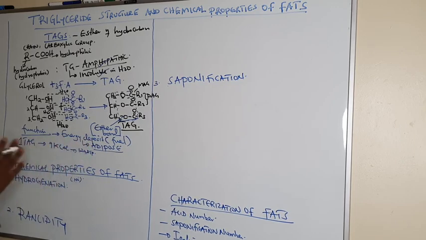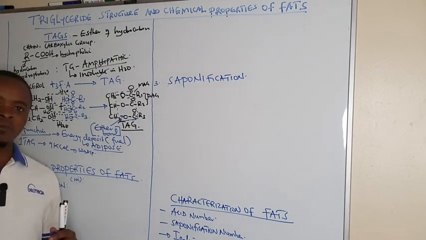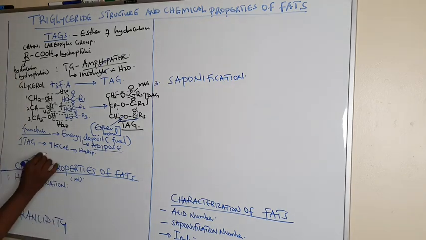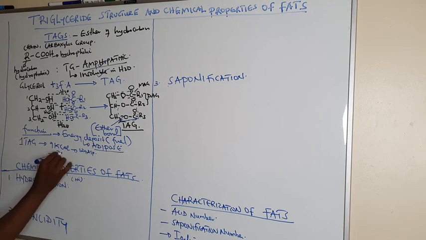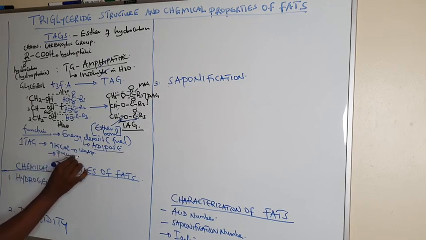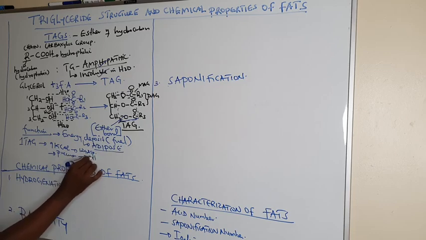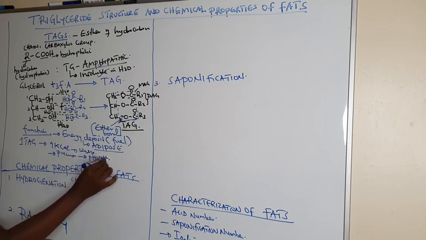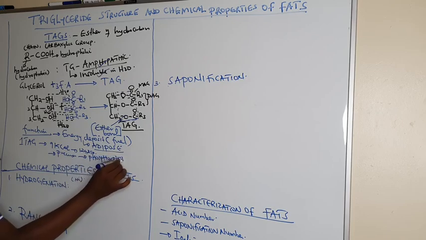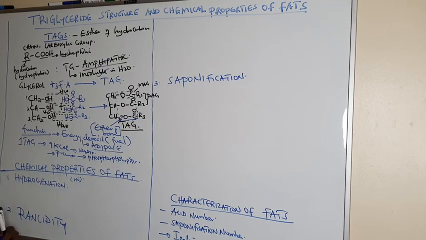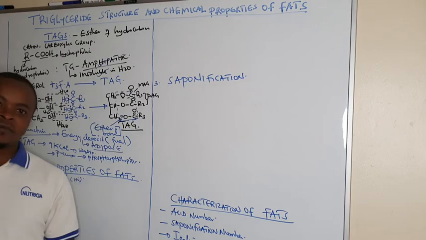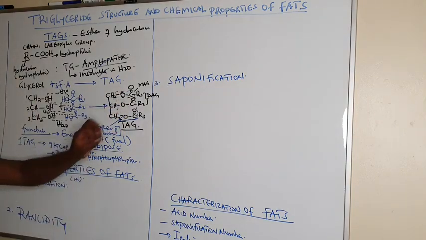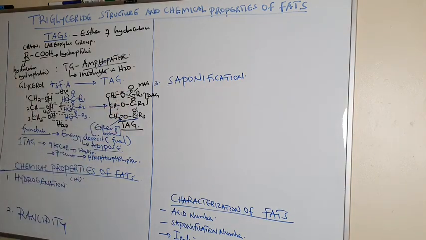And apart from being the energy storage form, triglyceride can also be used as a precursor for formation of phospholipids in the body, which act as membrane fats. So these are some of the major two functions of triglyceride, which we have seen its structure in this illustration.